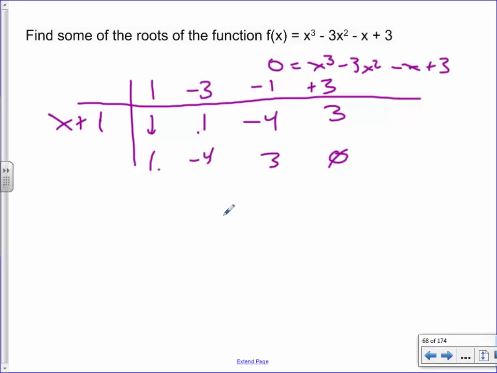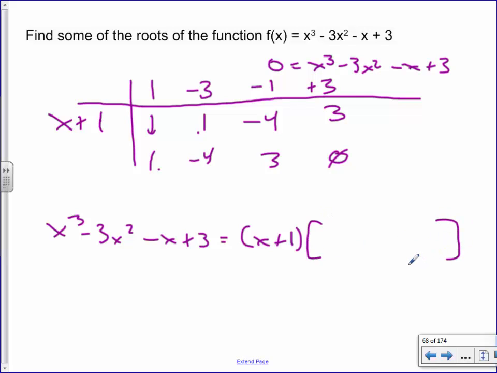Does that make sense what I'm doing so far? Here's what this means then. I can break this equation up here. I'm just going to write this out: x to the 3 minus 3x squared minus x plus 3. What it equals is x plus 1, the factor that I just found, times what the leftover stuff was. Do you guys remember how this bottom row is supposed to be notated, what it means?